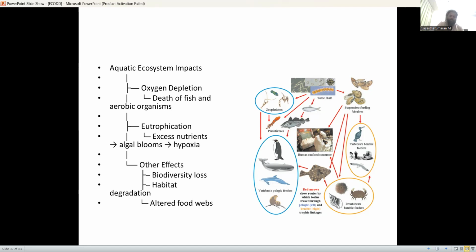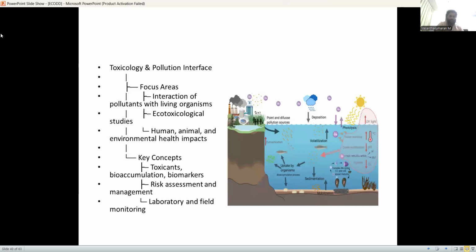You would have studied the food webs, it majorly disturbs the food webs. The aquatic ecosystem is very important in the food web, not only for the aquatic animals, but for the terrestrial animals, and also for human beings. So knowing about toxicology and pollution, the focus area should be the interaction between the pollutants and the living organisms, the ecological studies, the human, animal and environmental health impacts.